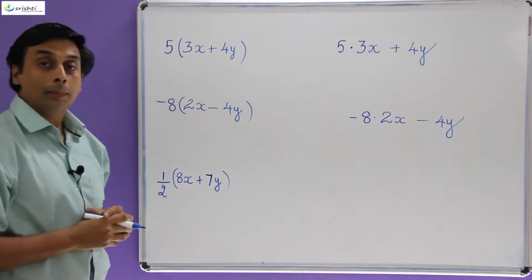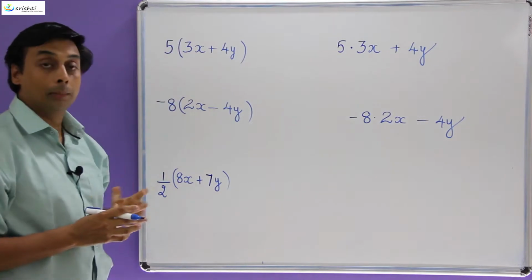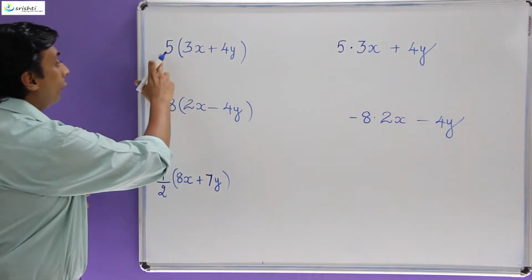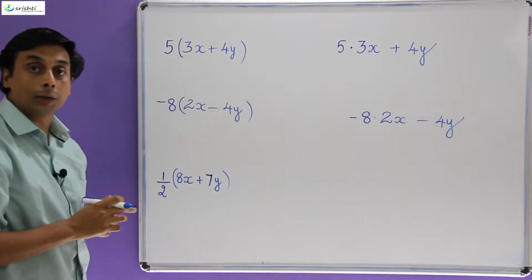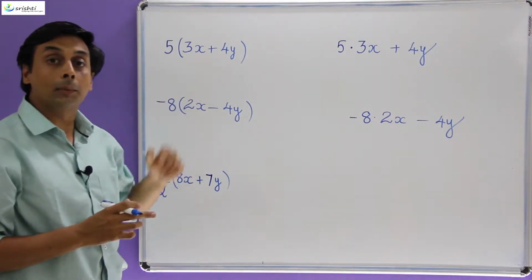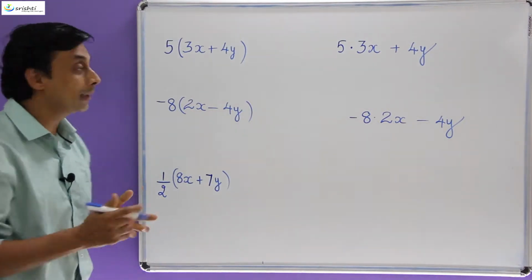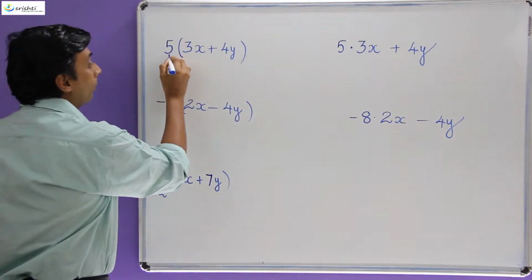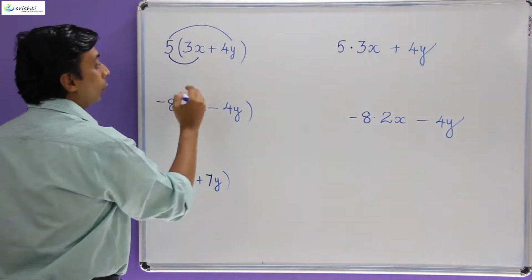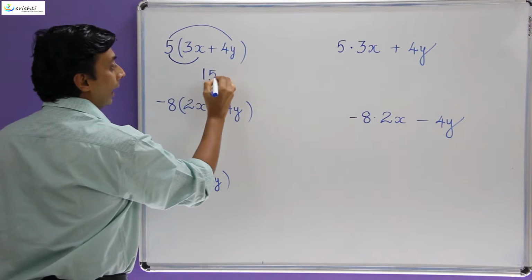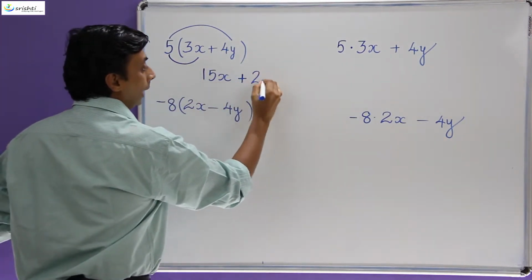In the first type, students don't tend to honor the numbers while opening up the brackets. So if you see 5 into 3x plus 4y, there is a bracket for 3x plus 4y and that whole thing is multiplied by 5. What that would mean is when you open up the brackets, this 5 has to be multiplied with both the terms, right? So 5 into 3x is going to be 15x and 5 into 4y is going to be 20y.